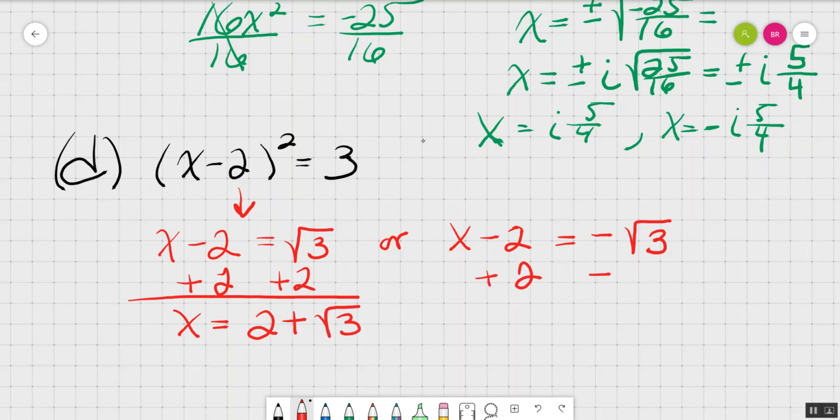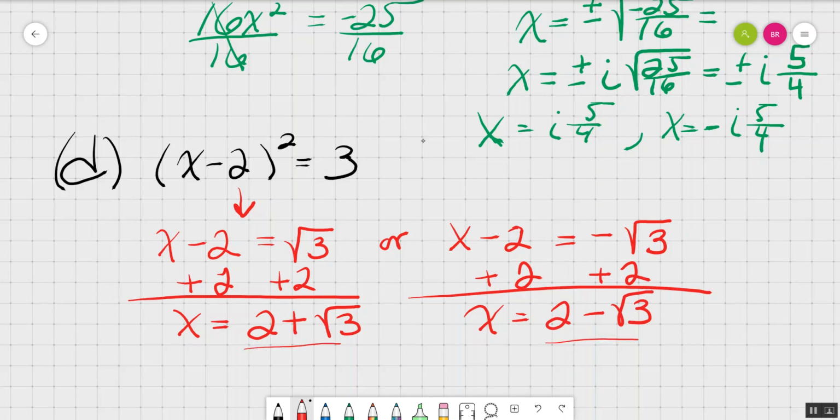Do the same to the other one. So here x is 2 minus the square root of 3. See how that works? So I've got two solutions. Both involve a root. Let's take a look at another one like this.